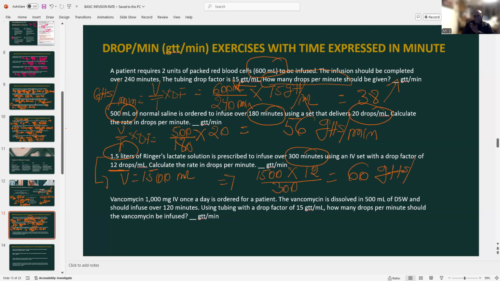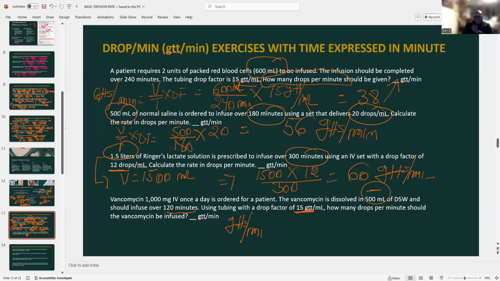All right, so right here, you have 60 drops per minute. All right, let's look at vancomycin: 1,000 milligrams is dissolved in 500. So this right here is your volume, 500 milliliters, to be infused over 120 minutes, and the drop factor is 15. So your time must be in minutes.